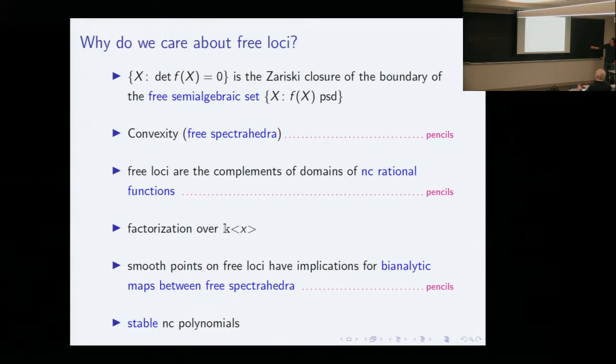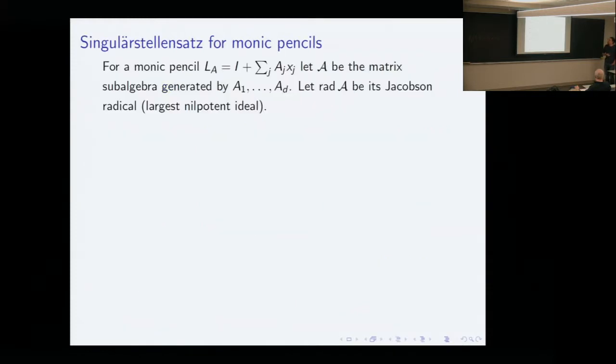Now, at least in three of these cases, the free loci to talk about convexity and rational functions, here one actually only cares about free loci of pencils, so affine polynomials. That's why we're going to address this situation first. So what can I say about loci of pencils? First we're going to restrict to monic pencils. Later on I'm going to explain why the monic situation is much easier than the other one.